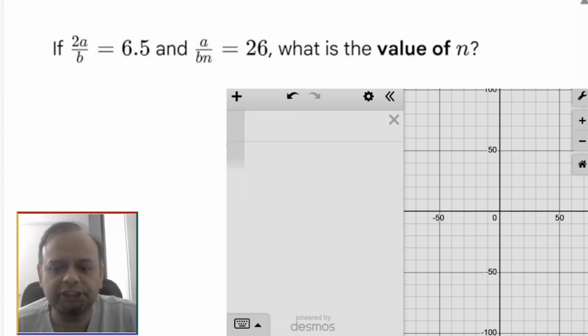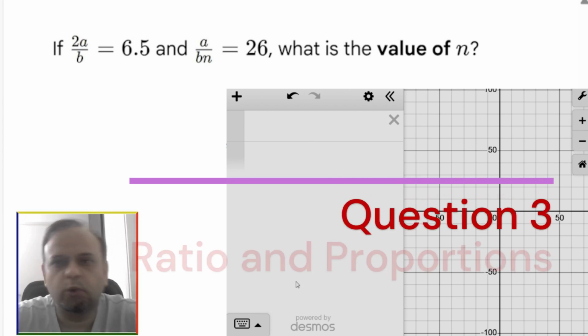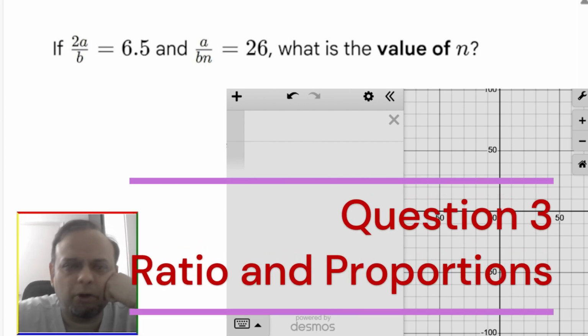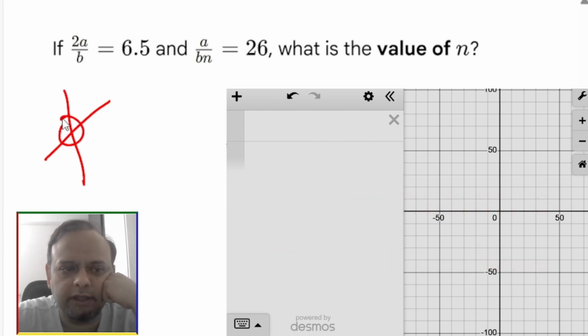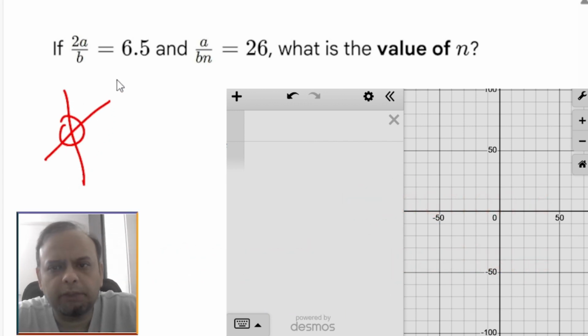This next question is interesting. Now you may have seen 2 unknowns and 2 equations, and you probably know how to do it on Desmos. Just plot the 2 lines and the intersection is the answer. But in questions like these, you have 3 unknowns. You have a, b, and n, and you just have 2 equations. So how do we even solve this for us?